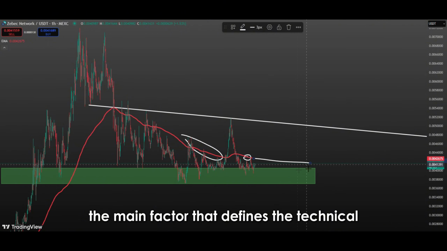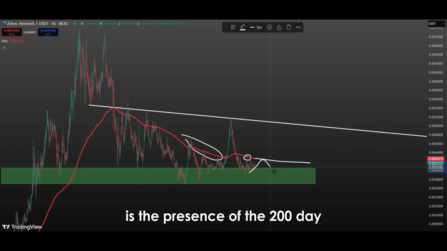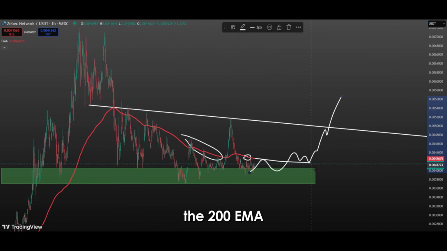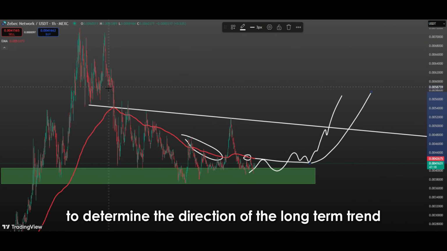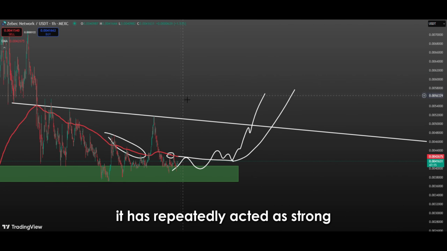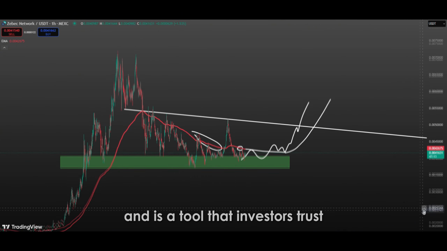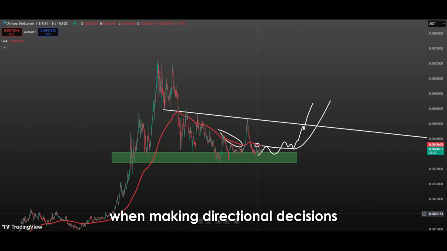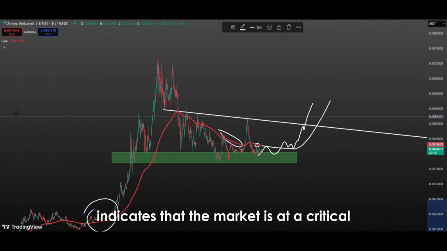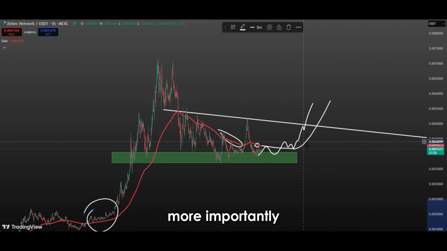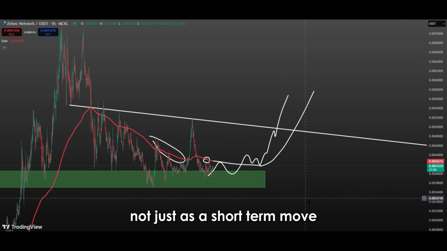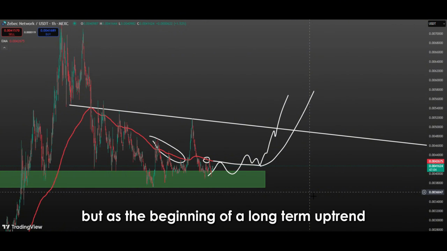The main factor that defines the technical importance of this level is the presence of the 200-day exponential moving average, the EMA line. In technical analysis, the 200 EMA is one of the most commonly used indicators to determine the direction of the long-term trend and to understand the overall market sentiment. It has repeatedly acted as strong support and resistance in the past, and is a tool that investors trust when making directional decisions. The fact that the price is currently moving near this line indicates that the market is at a critical technical threshold. More importantly, if the price breaks above this line and holds, this development will be interpreted by market participants not just as a short-term move, but as the beginning of a long-term uptrend.